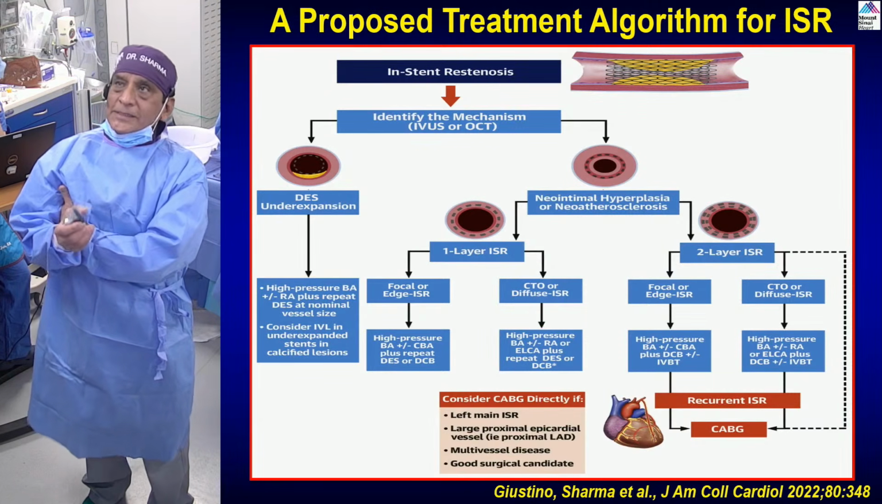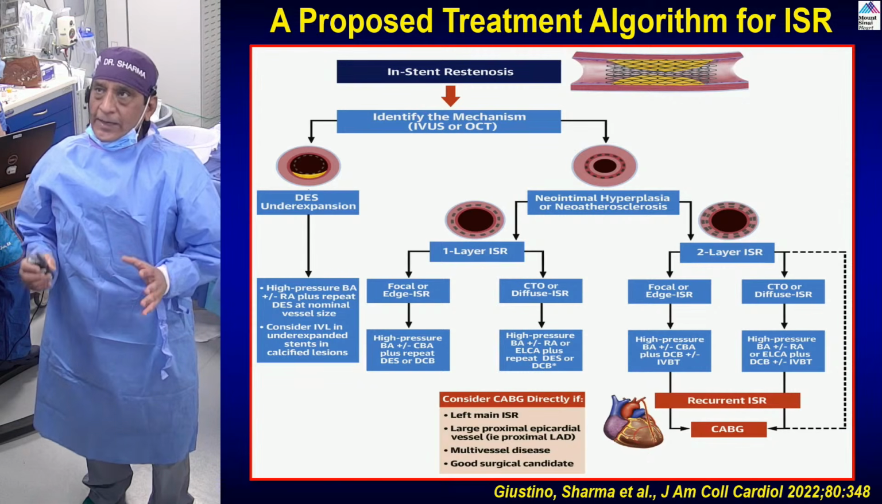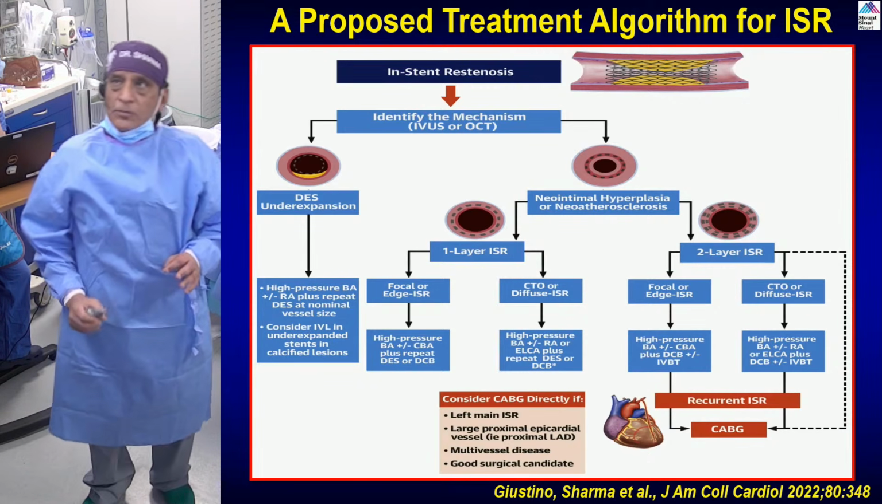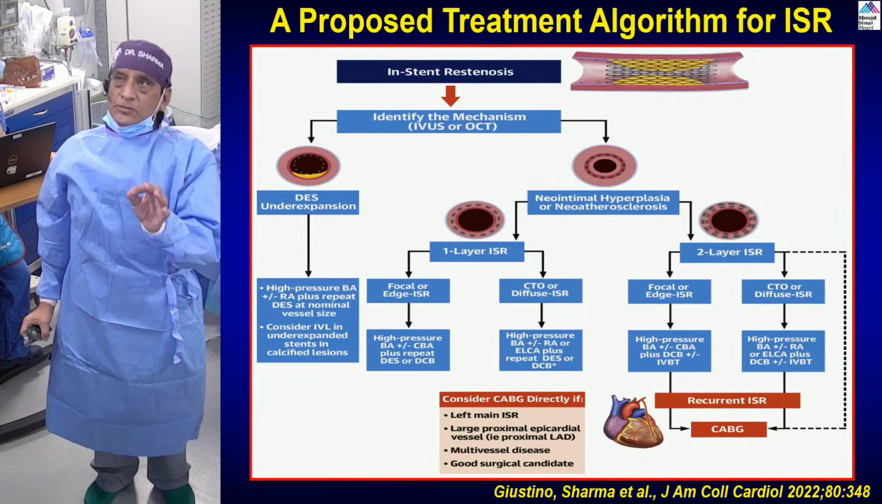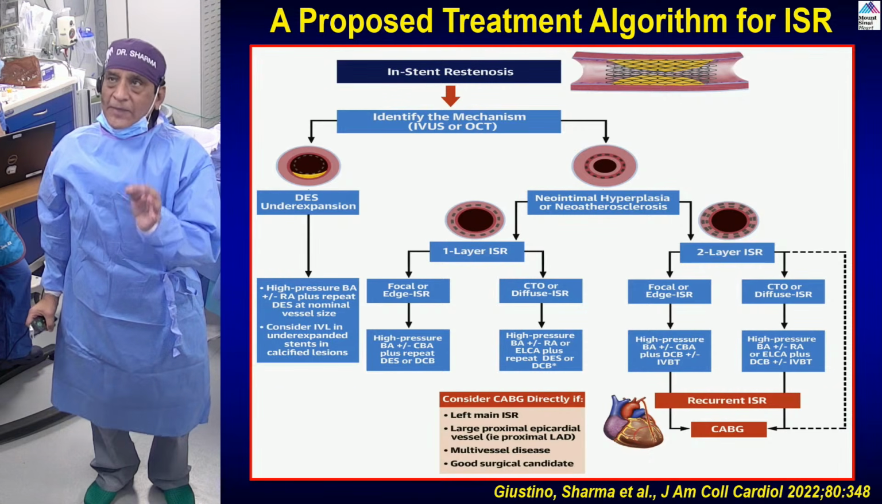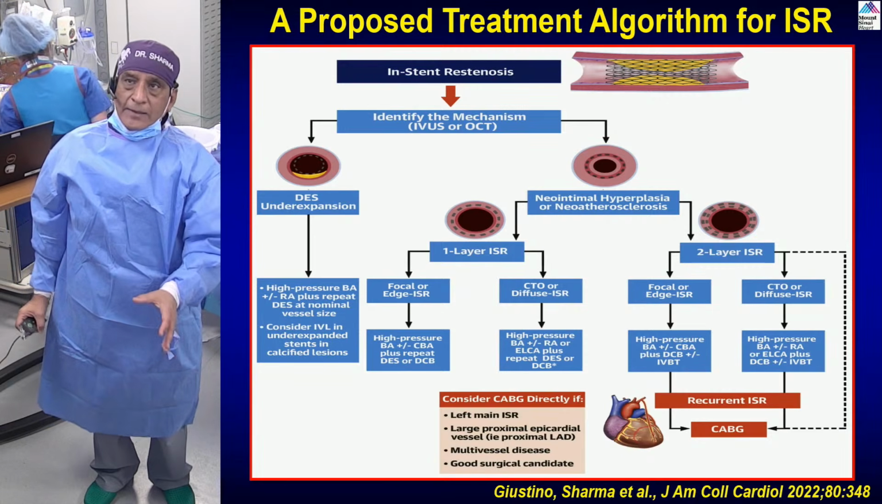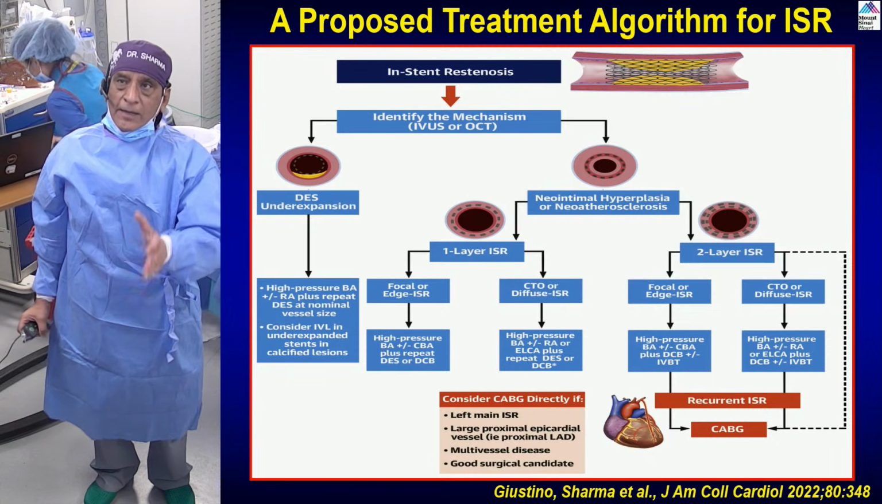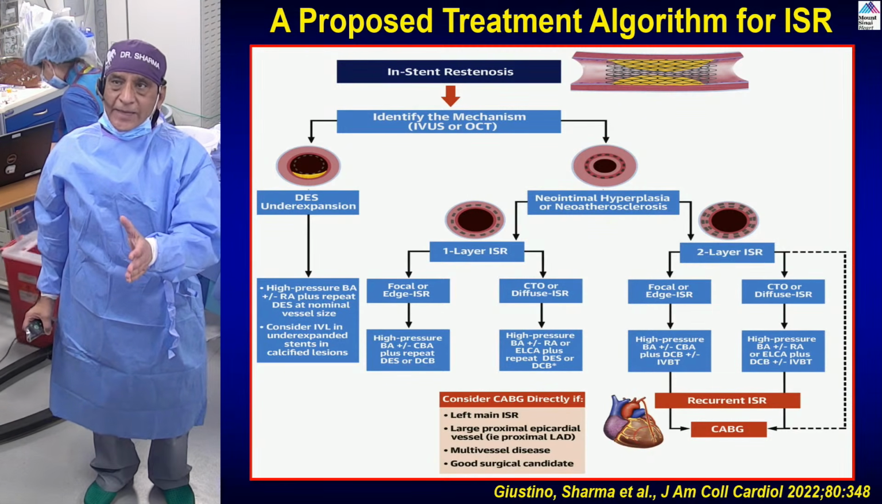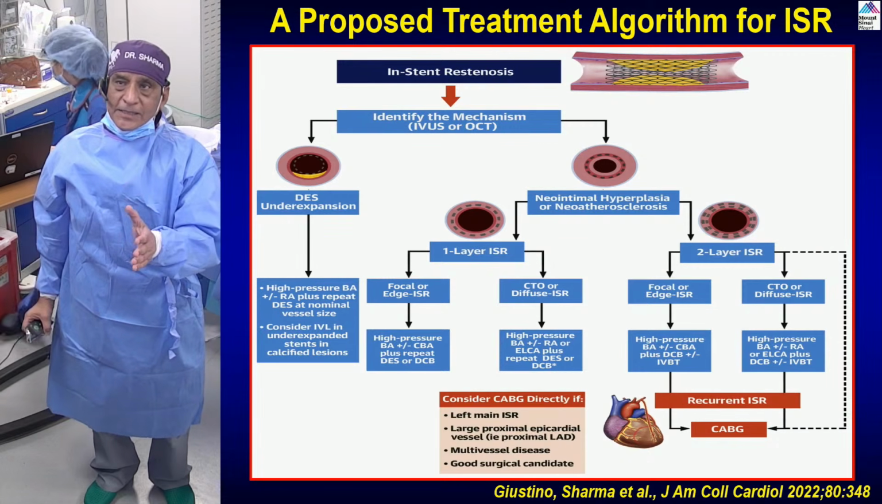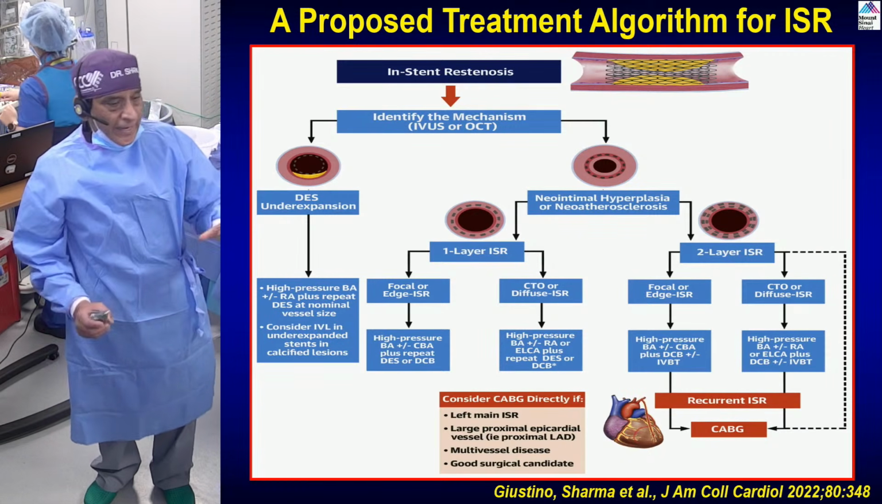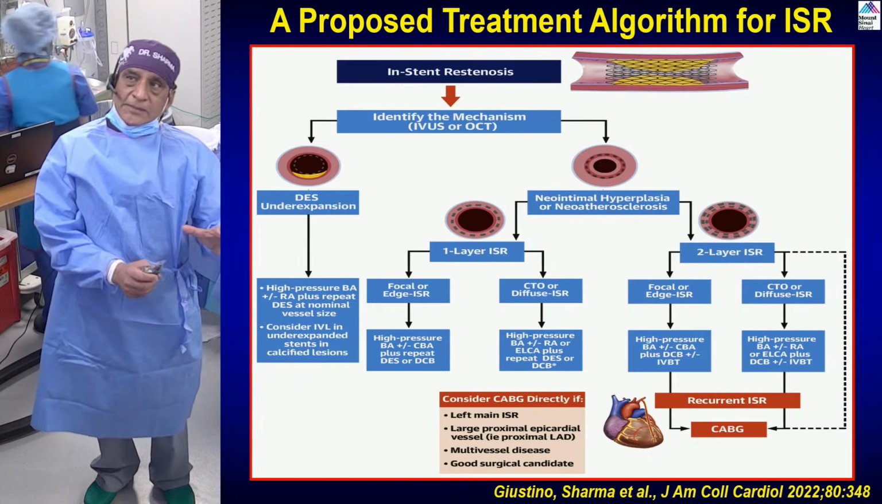So lastly, this is the central figure. I want to take just a few seconds on this. Identify in-stent restenosis, and identify the mechanism with IVUS or OCT. DES under-expansion: you go to the left side, high pressure, rota, repeat DES with nominal vessel size, or IVL for an under-expanded stent if there is a calcific lesion. So this exactly answers the question which we have discussed today.